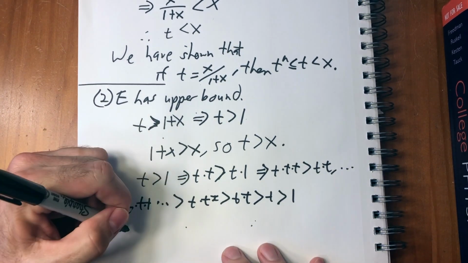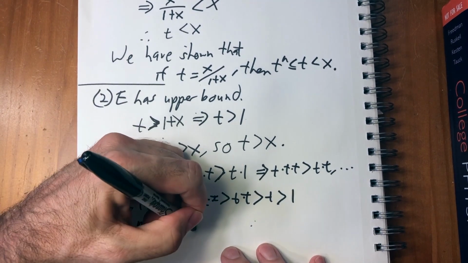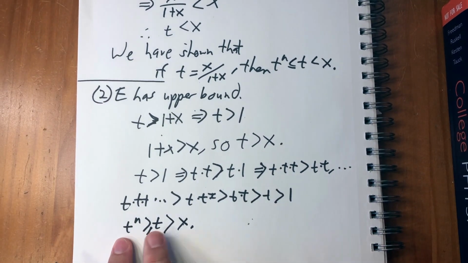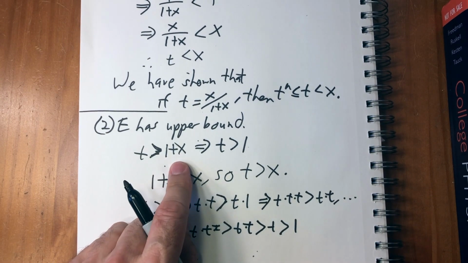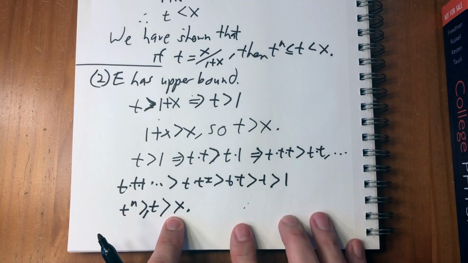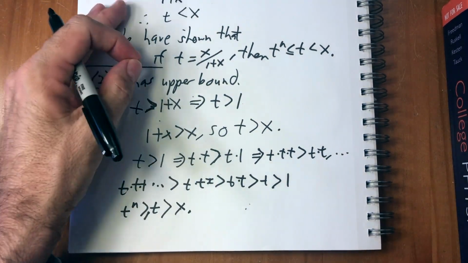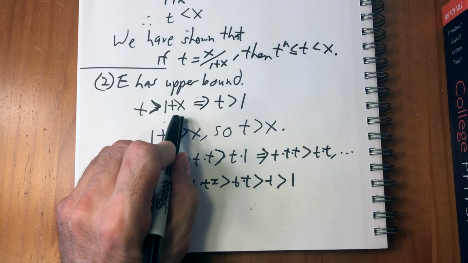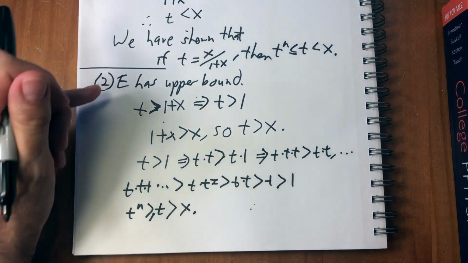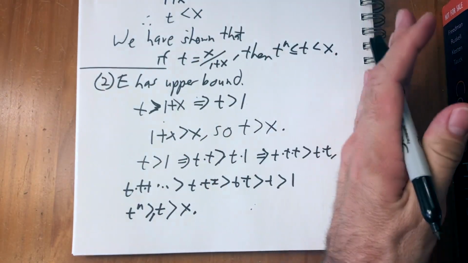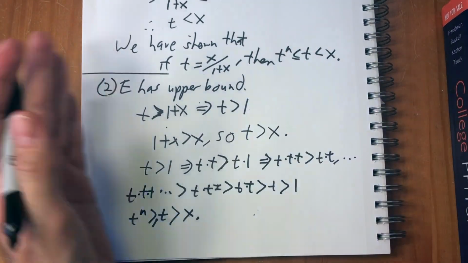Okay, so we showed that t to the n is greater than or equal to t, and we showed that t is greater than x. So we have that t to the n is greater than x. So what we've shown is that if t is greater than 1 plus x, then t to the n is also going to be greater than x, which means that this t will not be in E. So what we showed here is that anything bigger than 1 plus x will not be in E. So that means that 1 plus x is an upper bound of E, because anything bigger than that will not be in E. So it's an upper bound of E.